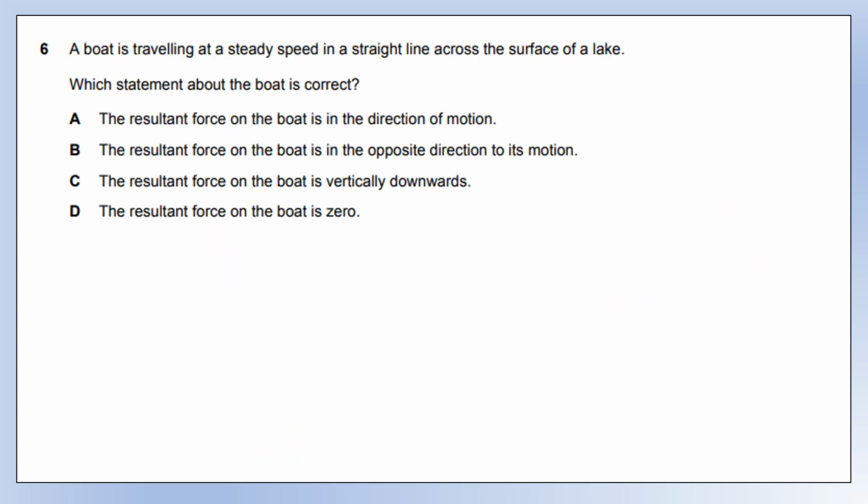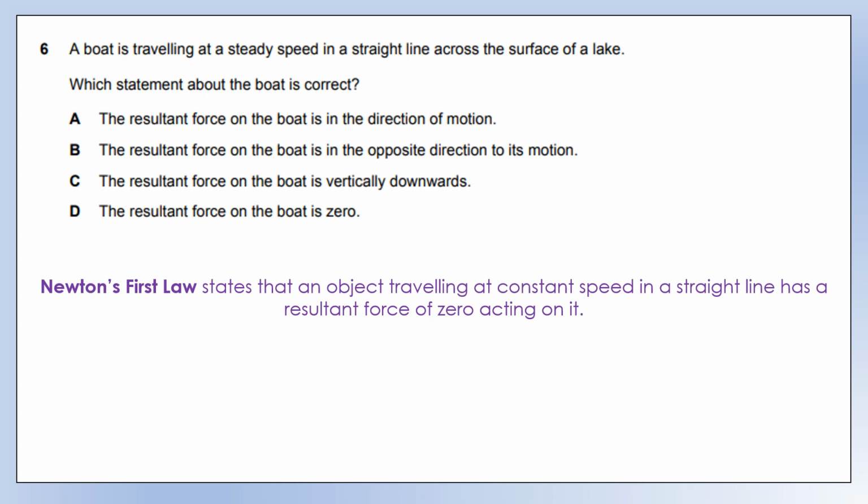Okay, so a boat is travelling at steady speed in a straight line across the surface of a lake. Which statement about the boat is correct? Well, we can go straight away to this one because Newton's first law states that an object travelling at constant speed in a straight line has a resultant force of 0. So we know straight away that it's option D.